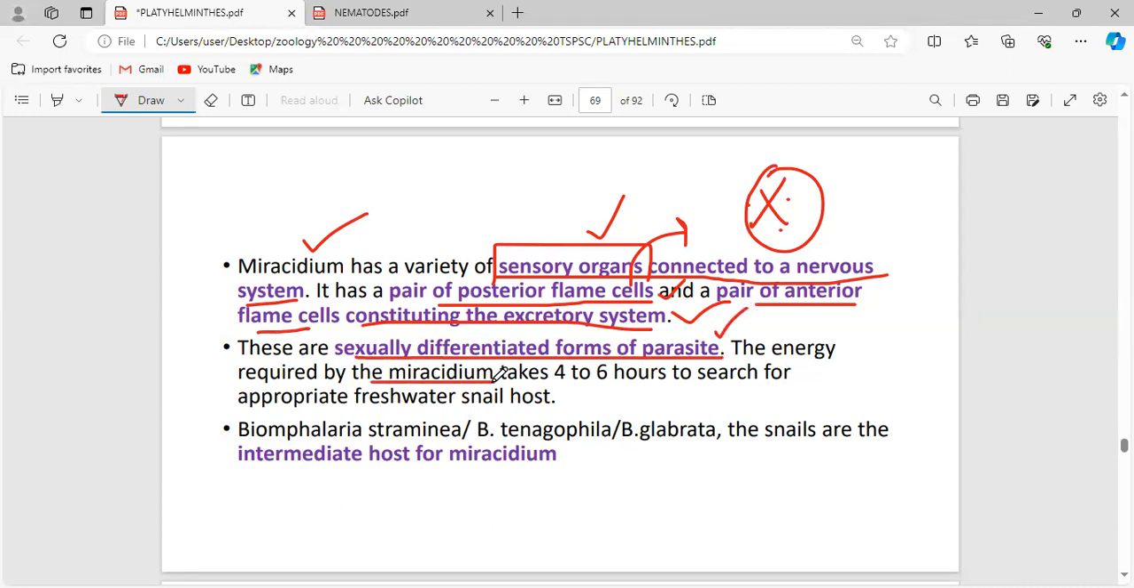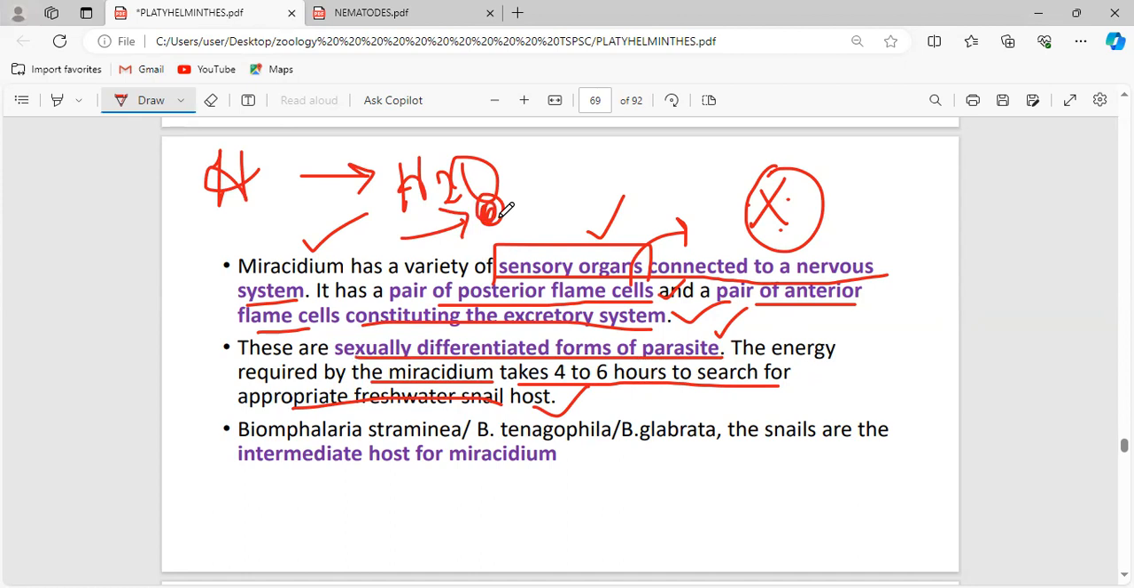The miracidium takes 4 to 6 hours to search for appropriate fresh water and the snail. See, it is human fecal matter. From the fecal matter, the eggs will hatch out in the water. So the egg now hatches out in the water. Now the miracidium will be produced. Now this miracidium has to reach the snail. To reach the snail, it has to move from one place to another, so what is that locomotory organ? Cilia. And it has sensory organs and an excretory system, that is flame cells. So everything will be present in the miracidium. These are all the things you have to keep in mind. The sexually differentiated form of a parasite.